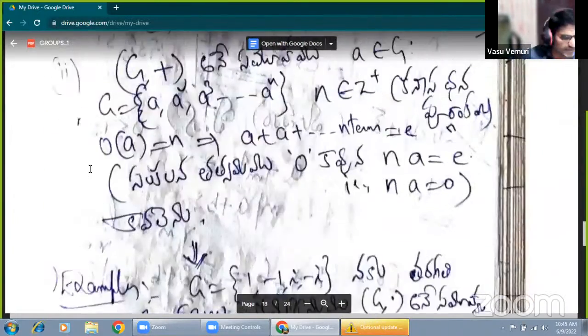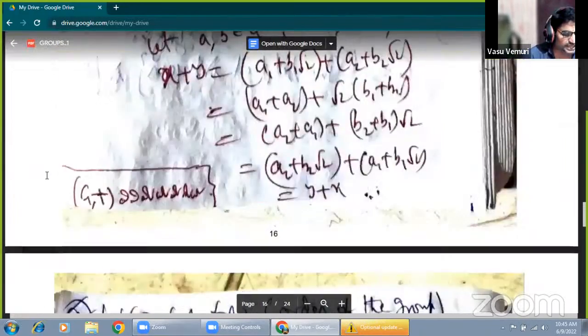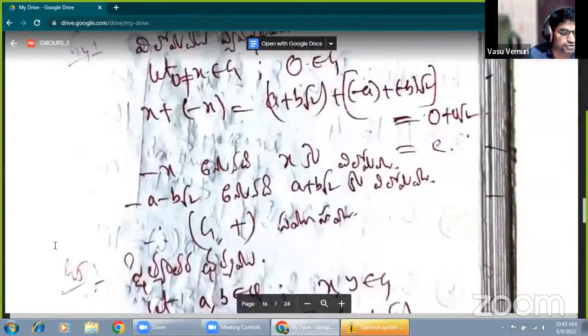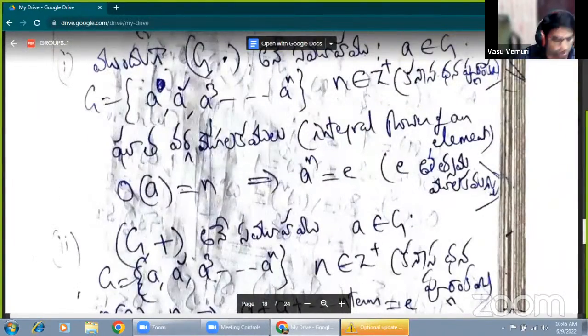Now at the same time, you have to see here that we have to explain one of the modular relations. What is the modular relation?